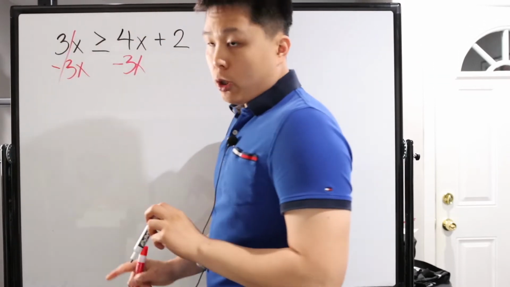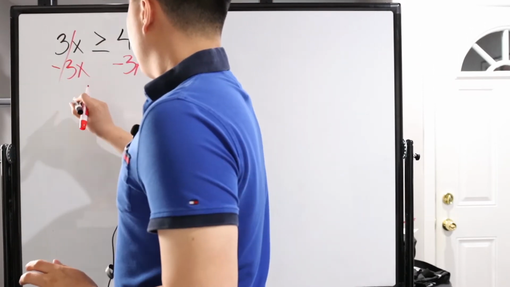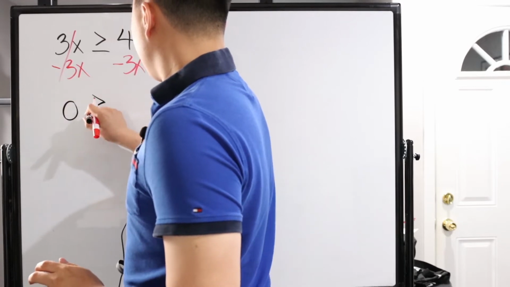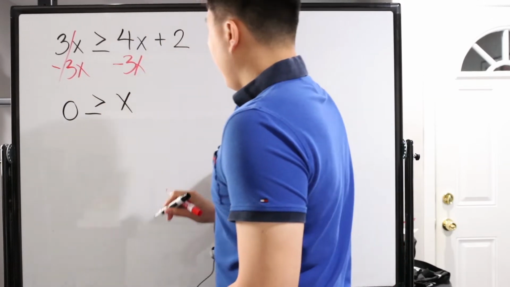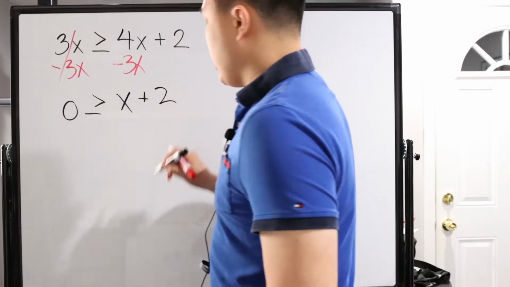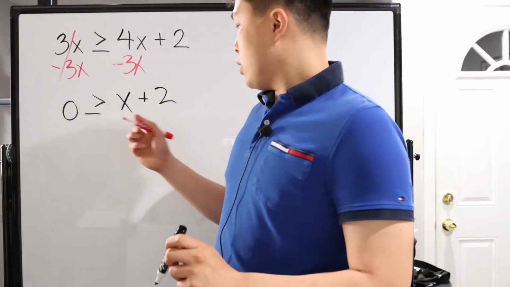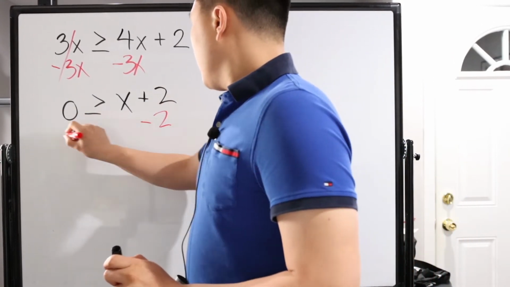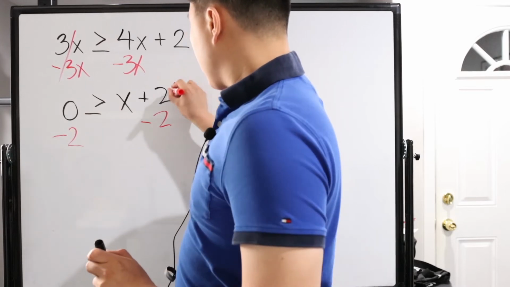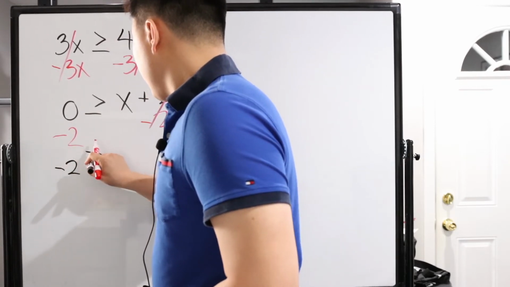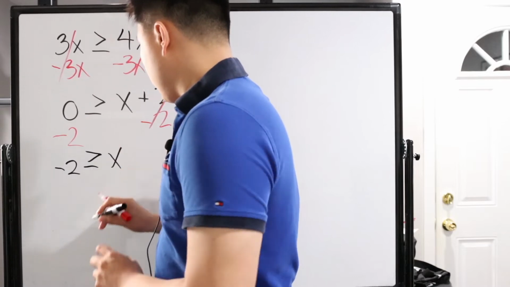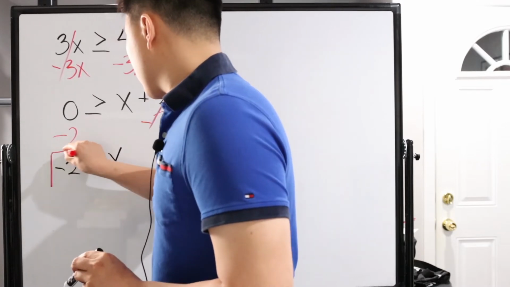This goes away like we hoped, so that's just basically 0. We have 0 is greater than or equal to 4x minus 3x, which is just x, or 1x. And we have a plus 2 that we haven't done anything with. Now I'm going to move the 2 to the other side, so I'm going to subtract 2 from both sides. This goes away. Now we have negative 2 is greater than or equal to x. Okay, so that's what we would do if we were solving it.